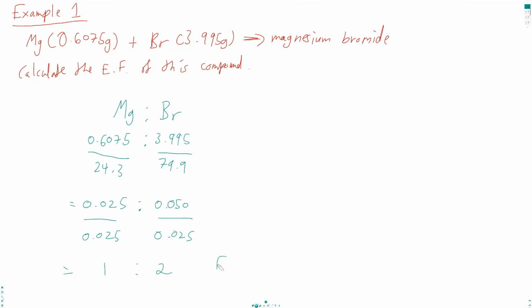So the empirical formula is equal to MgBr2. So you can see it's a 1 to 2 ratio of Mg. So every one part of Mg, you have 2 Br. So essentially, every one atom of Mg, you get 2 atoms of Br. So our final answer is MgBr2.